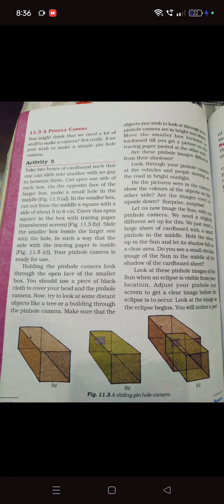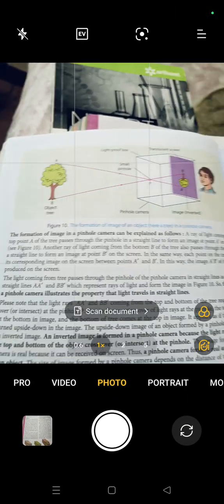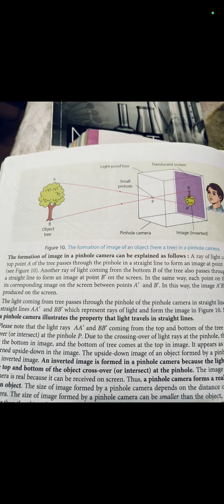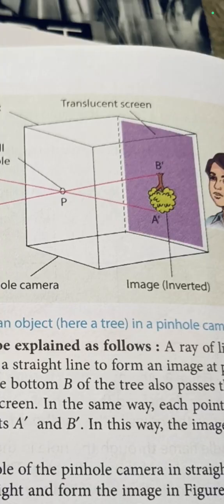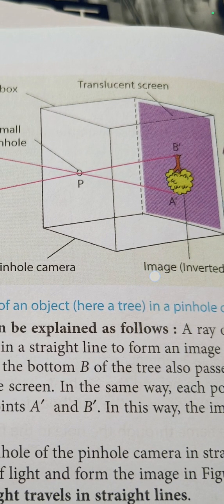Can everybody make this picture? I'm showing a picture. So there is an object that is a tree. This is a pinhole camera. You are seeing through this. This small kid is you, and then.